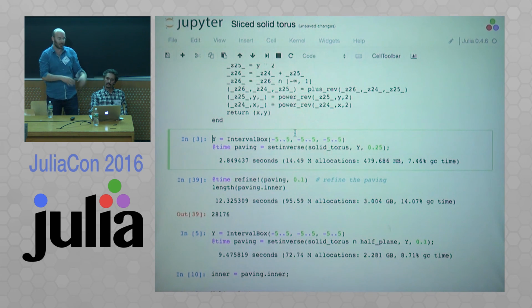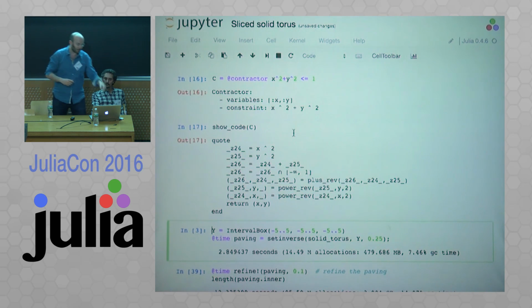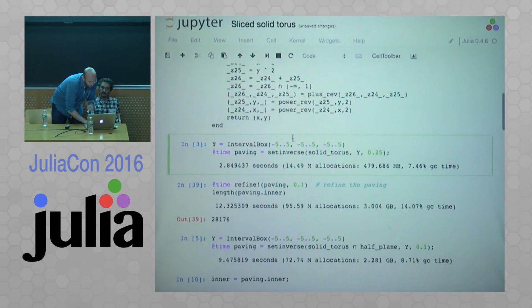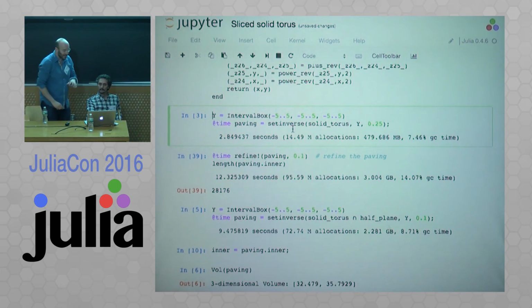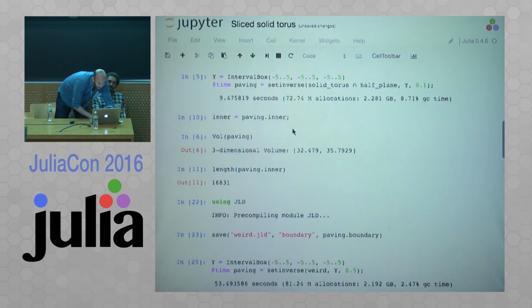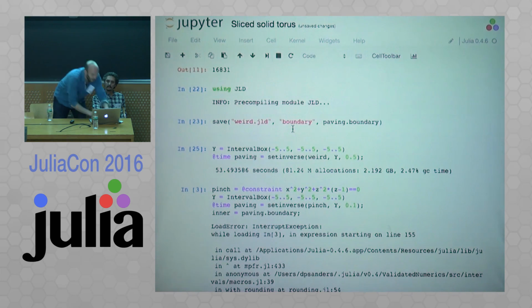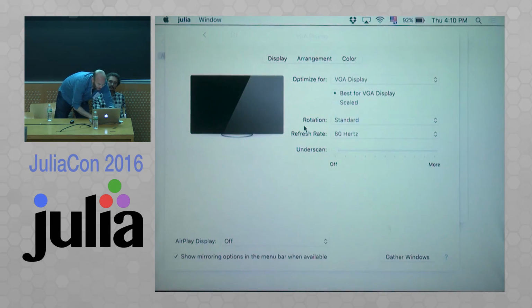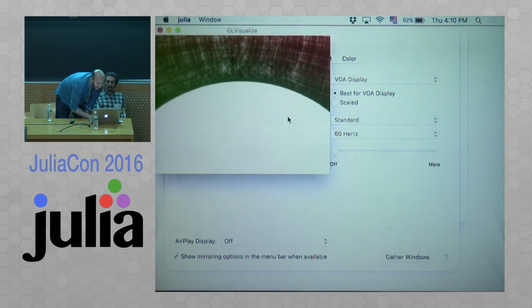So what I'm going to want to do is just find what is the set that satisfies these constraints. So it's called the feasible set. This is used in optimization. There was some inspiration from JuMP about this @constraint that looks like a JuMP thing, but it's a bit different. So then we just run this set inverse thing, and we pass it this separator, whatever that is, and this interval box, and we get this paving, which is a cover of the box. And then we can use GLVisualize in 3 dimensions, or just matplotlib in 2 dimensions to visualize it, and we get this.